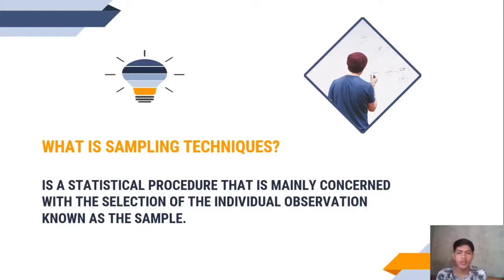It is a statistical procedure that is mainly concerned with the selection of the individual observation known as the sample. So, ito naman ay tumutukoy sa methods or paraan kung paano tayo kumukuha ng sample sa isang population. So, it is important na bago tayo kukuha ng data, ay dapat tama ang gagamitin nating sampling techniques na nakadepende sa objectives ng ating study.